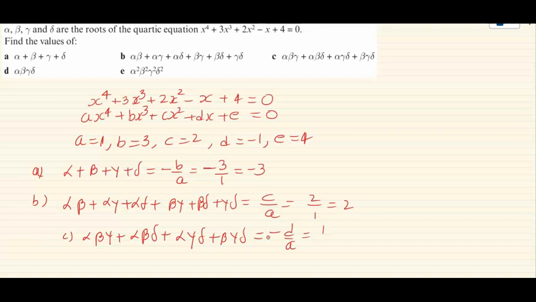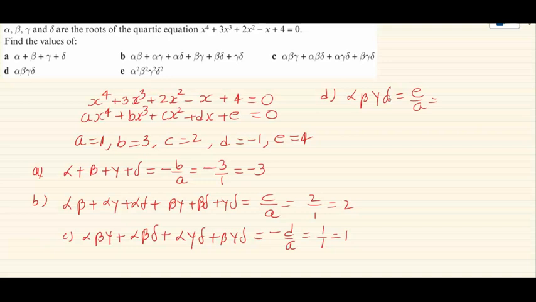Minus 1, so it should be positive 1. 1 over 1, it should be 1. And the last part is the D part, that we can do here. They are asking you alpha square, beta square plus gamma square. No, there's one more part, right? No, alpha, beta, gamma, delta. So what should be the value of this? Alpha, beta, gamma and delta. That's right, it should be E over A.